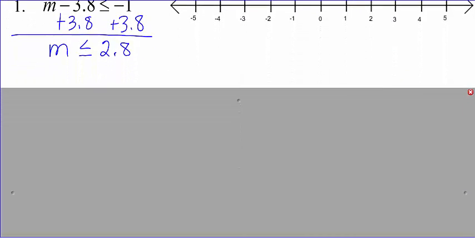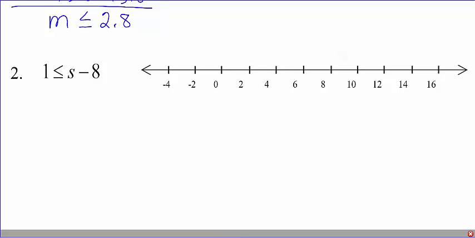Let's look at our next example. So we have number 2. 1 is less than or equal to s minus 8. So just like solving an equation, we want to isolate the s variable and get the s by itself. So think about how you would solve an equation of this same format. Okay, so hopefully you're looking at adding 8 to both sides. So we add 8 to both sides, and 8 plus 1 gives us 9, less than or equal to s.